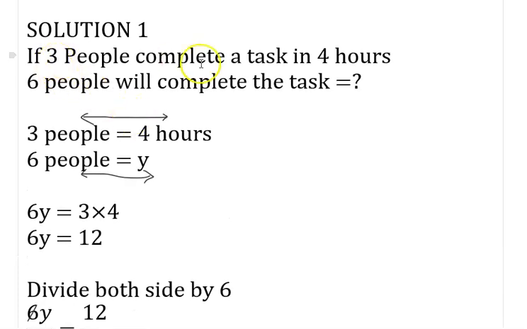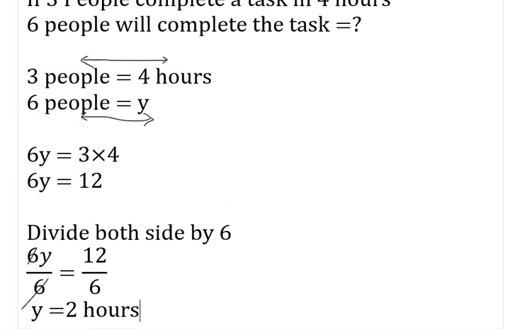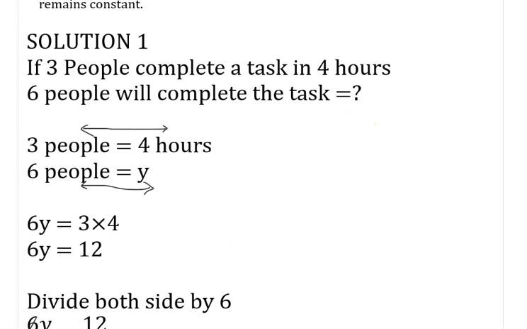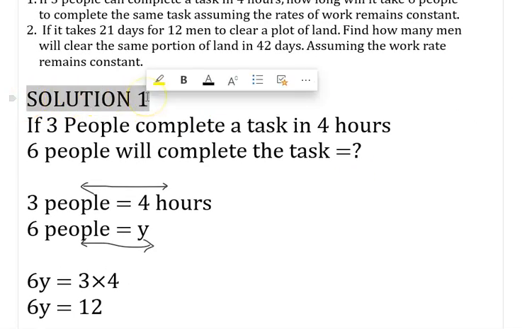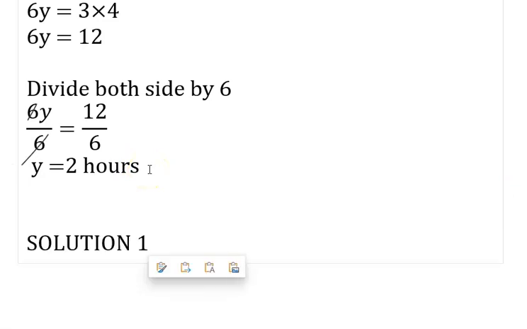That means if 3 people can do that same task in 4 hours, 6 people will do it in 2 hours. That means as one quantity increases, the other decreases. Let's try and see the second question. So say solution number 2.